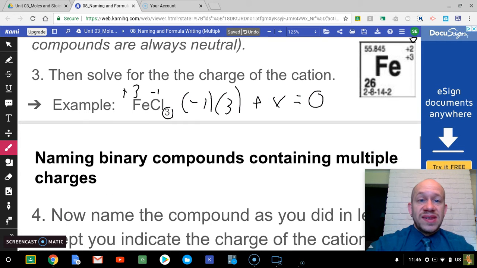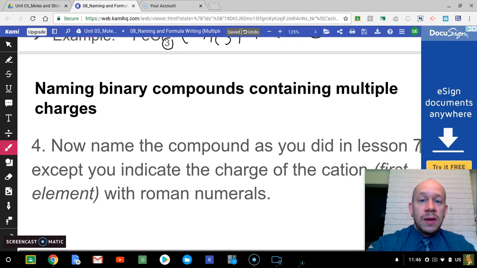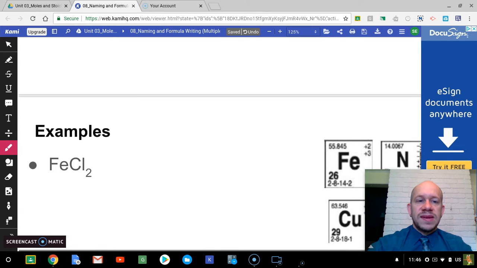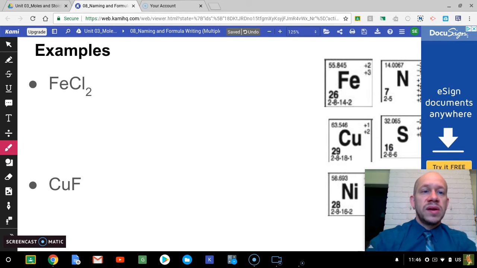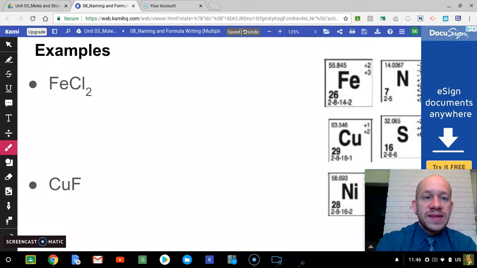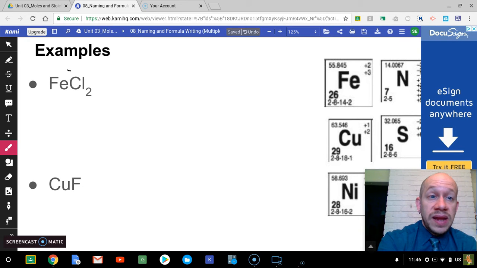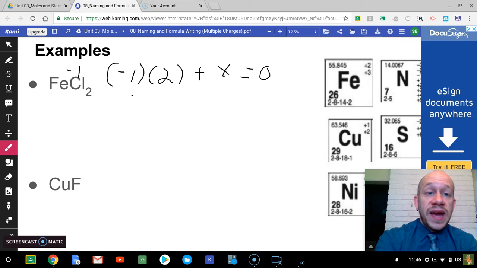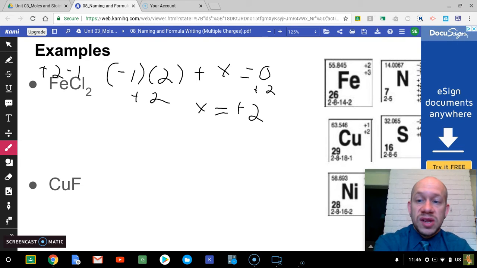Once I have the oxidation state of that cation, I can name the compound just like I did in Lesson 7, except I'm going to indicate the charge of the cation, that first element, with Roman numerals. So let's try some examples. FeCl2. So I'm going to look on my periodic table. For the second element, chlorine is only a -1 when it's negative. If I have 2 chlorines, I'm going to take -1 times 2 plus my iron charge, which is unknown, and set that equal to 0. So if I add 2 to both sides, I'm going to get x is equal to +2. Therefore, I know my iron's oxidation state is +2.